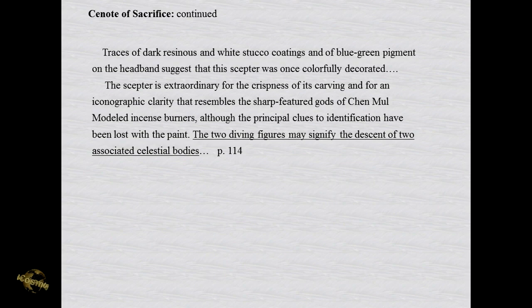Traces of dark resinous and white stucco coatings and a blue-green pigment on the headband suggest that this scepter was once colorfully decorated. The scepter is extraordinary for the crispness of its carving and for an iconographic clarity that resembles the sharp-featured gods of Chenmue modeled incense burners, although the principal clues to identification have been lost with the paint. I think they've almost got it figured out here. The 2 diving figures may signify the descent of 2 associated celestial bodies.